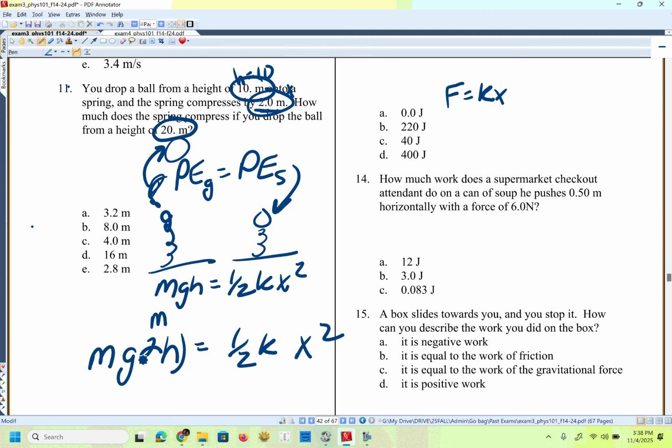If I double this quantity, so I have a factor of 2 on the left-hand side, by what amount do I have to change X in order to also get a factor of 2 on this side? Not 2, it's root 2. Right. I have to root 2 this side in order to get the same factor of 2 on that side. So if I compressed it by 2 meters before, now I'm going to compress it by 2 meters times root 2. And so that's 2 times 1.4 or 2.8 meters.